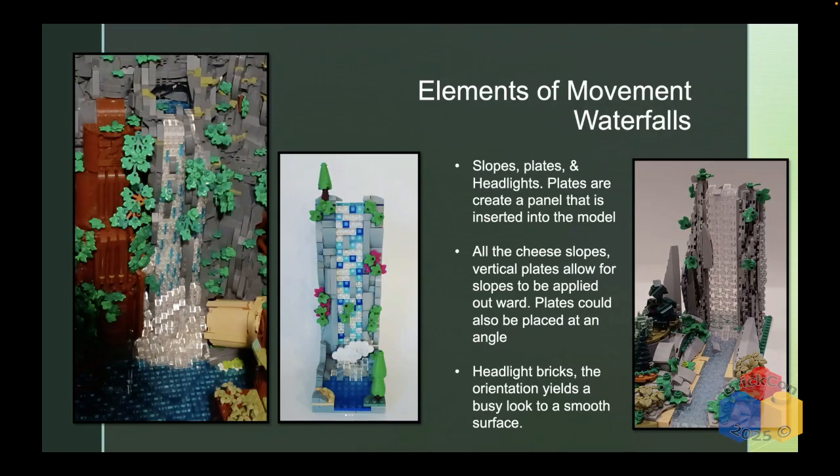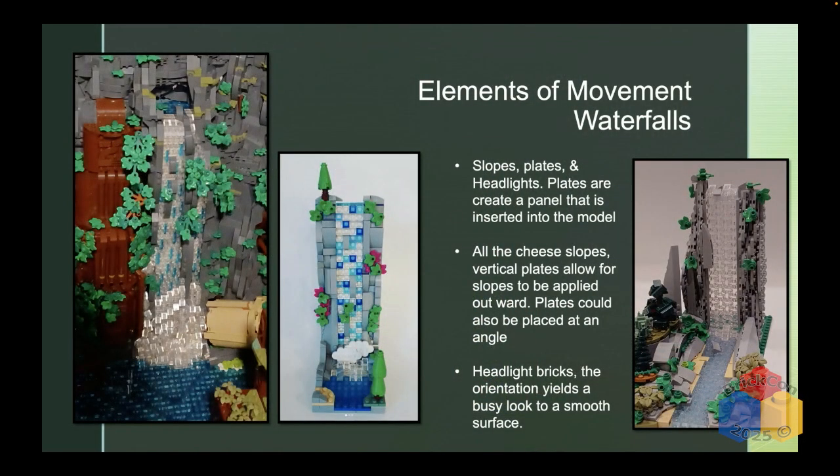But to get that vertical movement, the cheese slopes. Cheese slopes can also be applied. They don't have to be applied up and down. Like if you take a plate and you turn it vertically, you can put cheese slopes on the plate and change the orientation. Again, the slope of the plate is giving you that motion of things going downward. And then my last one again is my favorite, the headlight waterfall. Again, that combination of those clear bricks gives you that kind of noise in the water.